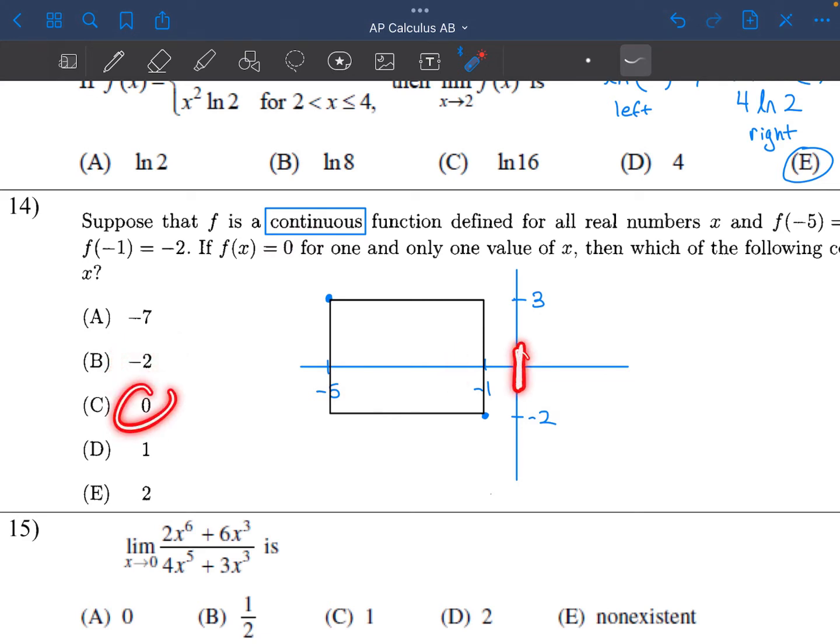0 is right here, not in the rectangle. 1 is right here, not inside the rectangle. 2 is right here, not inside the rectangle. There's only one value that was inside of the rectangle. The correct answer here is -2, or B, and I want to draw that in blue.